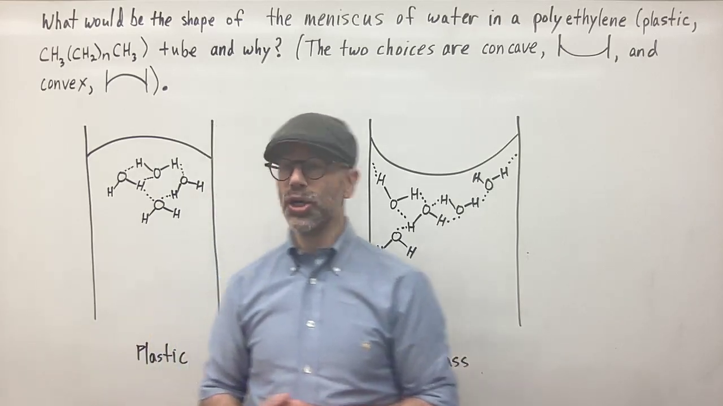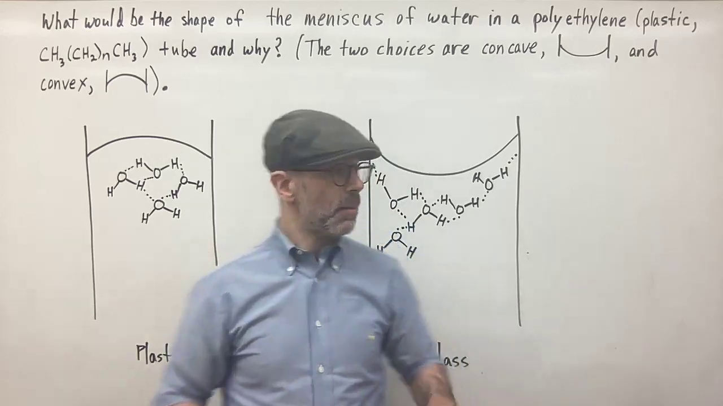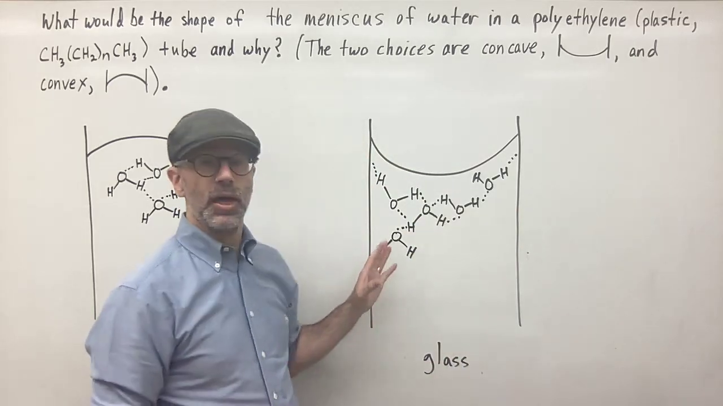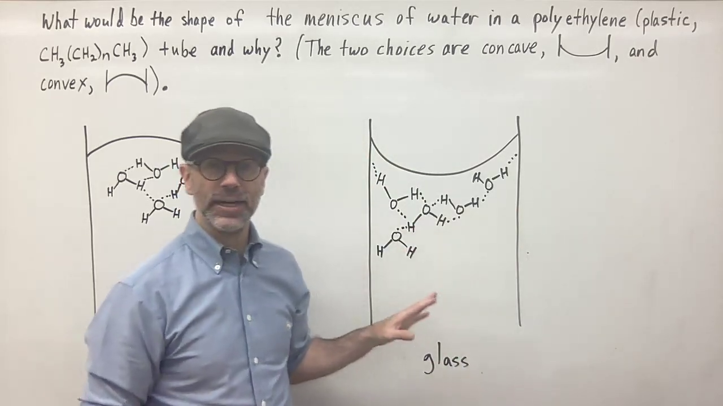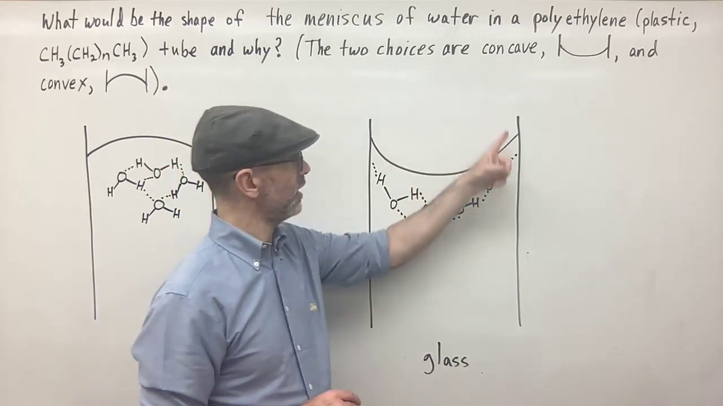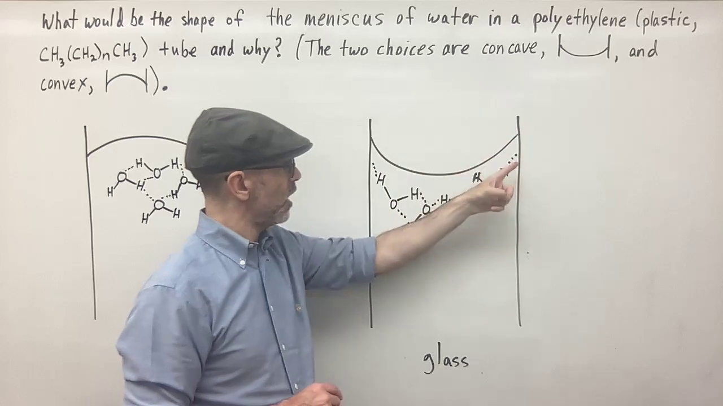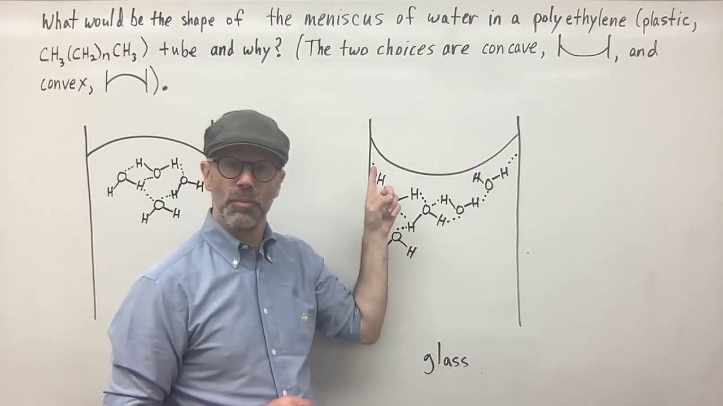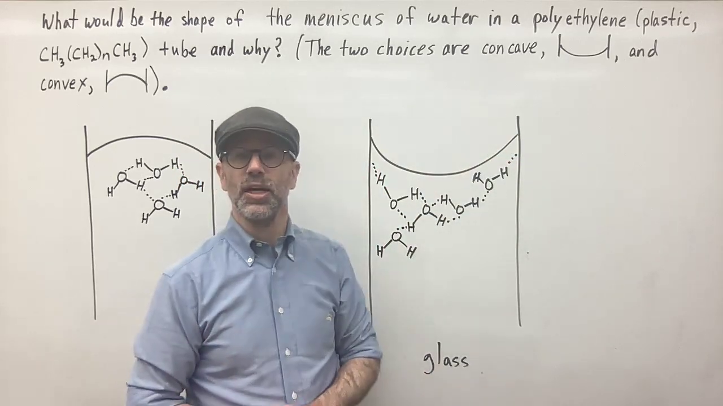If this was mercury, right, if you had mercury in your glass tubing, the mercury is not going to be attracted to the glass, and so you get a convex meniscus for mercury because that's a different substance compared to water.